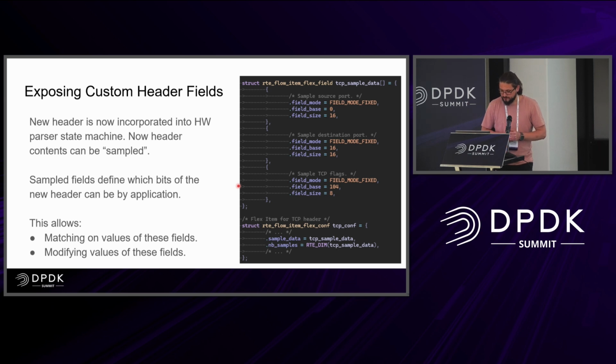As a last step, we need to tell the driver through this API which fields we are really interested in looking at. This is called sampled fields. In this API, we provide a list of fields specified by bit offset and bit size. In this example, if we define a custom TCP header and we're only interested in the source port, destination port, and TCP flags, we provide three sampled fields, each with specific offsets and sizes. These sampled fields determine for API users which values we can match on and which values we can modify.